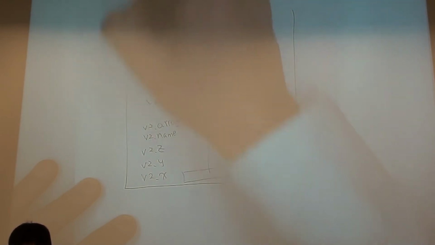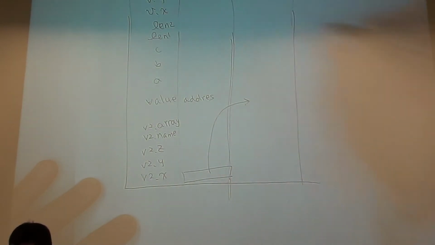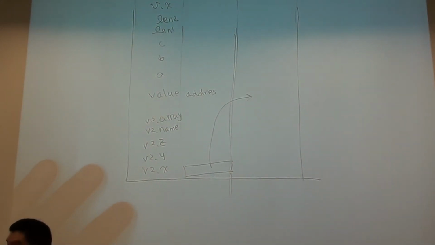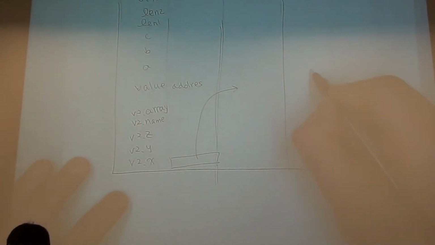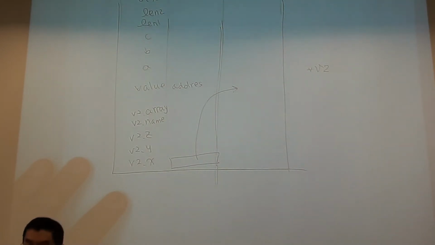So if I do star v2, is it going to be same as doing v2.x? Star v2, what do you mean? Like if I want, now v2 is not a pointer, so you cannot do star v2. Okay.